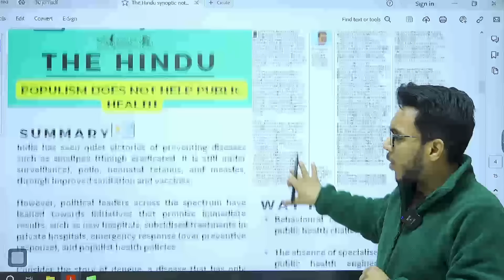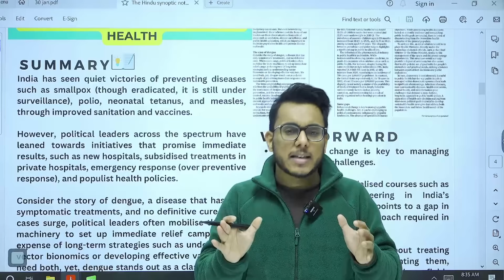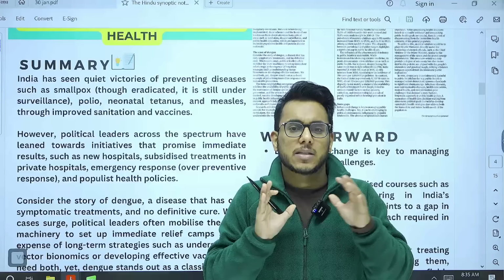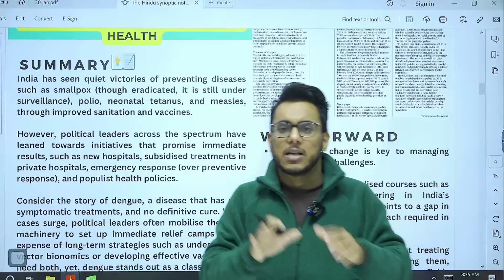Now, guys, what has actually happened in this article is that it talks about how sanitation and some small things are way more important for improving public health than big-ticket expenditure such as building hospitals, etc. Now, the article says that in the past, India has achieved some important landmarks in health.